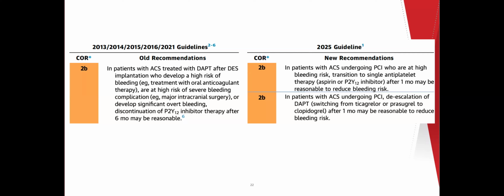The 2025 guideline allows a single antiplatelet agent to either be aspirin or a P2Y12 inhibitor and has brought forward the transition time from DAPT to single antiplatelet therapy from 6 months to 1 month. In patients with ACS undergoing PCI who are at high bleeding risk, transition to single antiplatelet therapy, that's aspirin or P2Y12 inhibitor, after 1 month may be reasonable to reduce bleeding risk. That's a Class 2B recommendation.